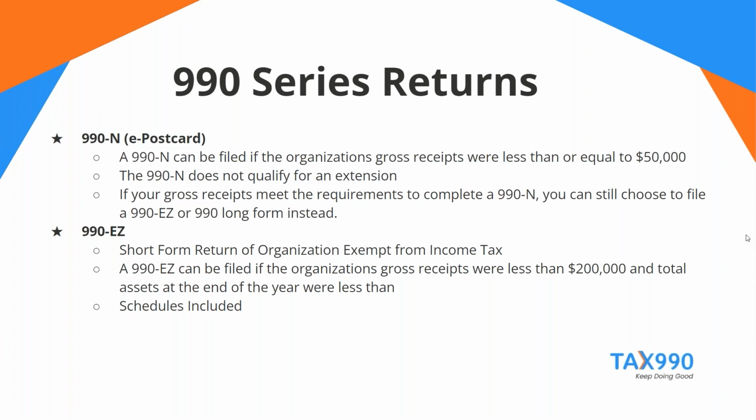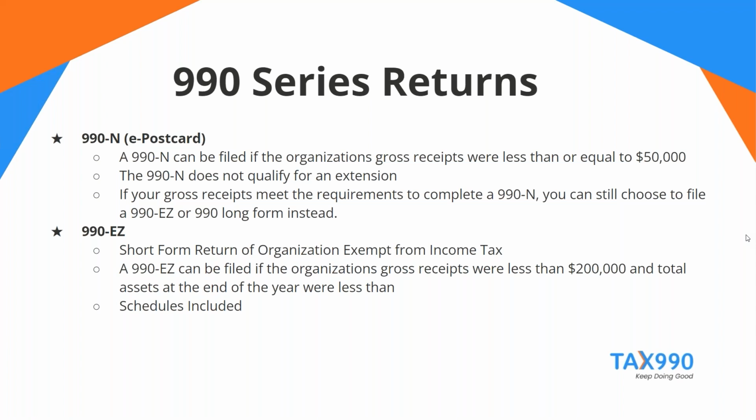The 990EZ is the short form return for an organization exempt from income tax. A 990EZ can be filed if the organization's gross receipts were less than $200,000 and total assets at the end of the year were less than $500,000. This form is considered the short form because there are only 6 parts. You'll provide information about revenue and expenses, program service accomplishments, officers, and organization activities.